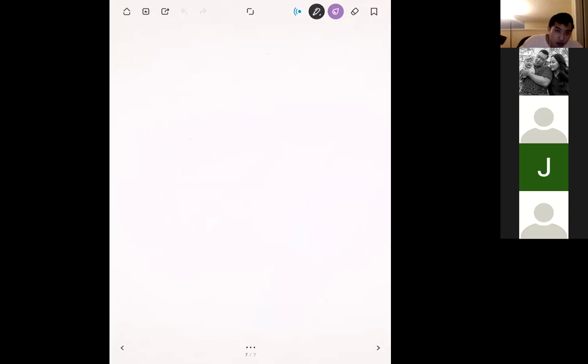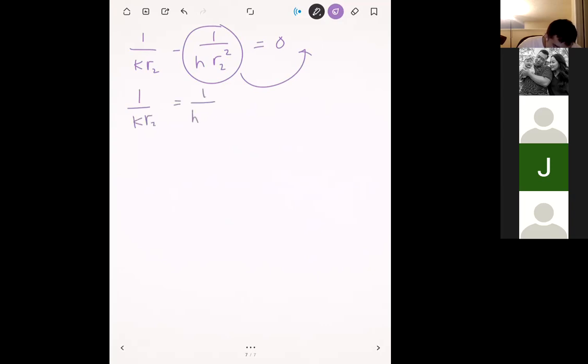All right. So after canceling out those terms, what we're left with is 1 over k R2 minus 1 over h R2 squared equals 0. Now we can add the second term to the other side, and then what we're left with is 1 over k R2 is equal to 1 over h R2 squared. We can then multiply both sides by R2 squared and bring that up here, and we can multiply both sides by k, which will bring that up there. So we get R2 squared over R2 is equal to k over h. Then we see that we have R2 cancel on the numerator and the denominator.